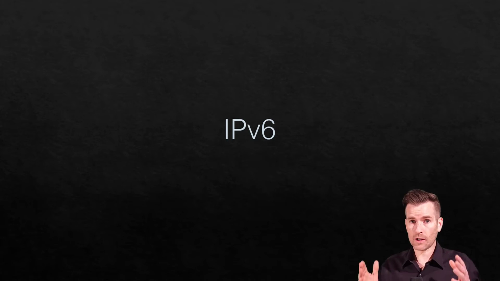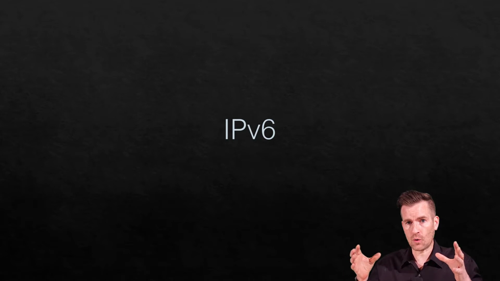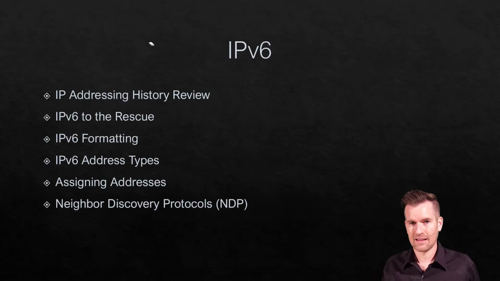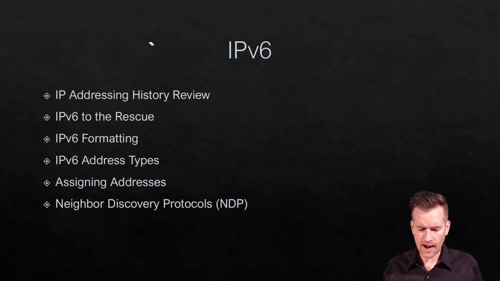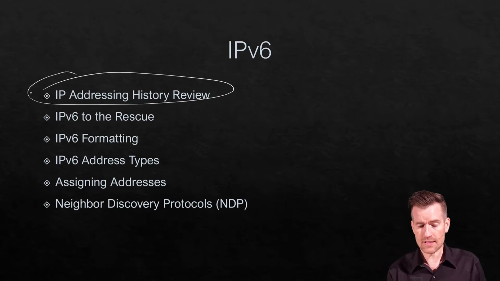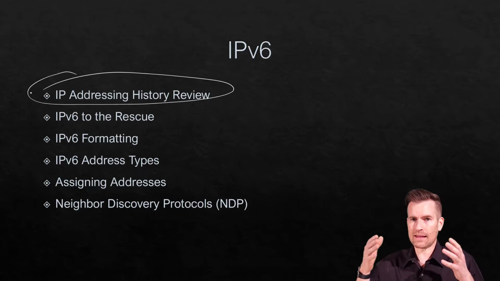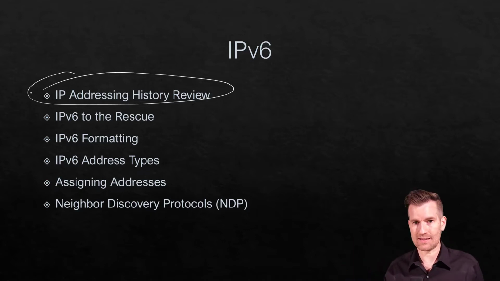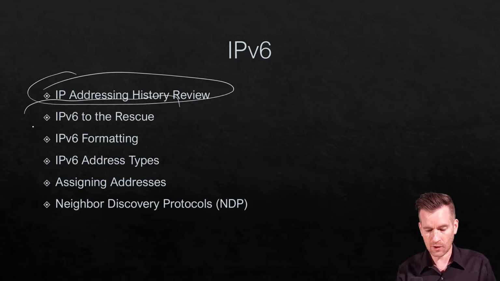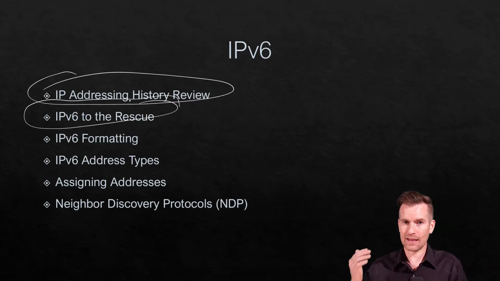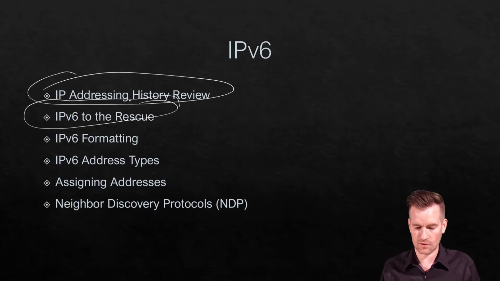In this video, we're going to be talking about IP version 6 and giving a broad overview about some of the components that go into IP version 6. We're going to start out by talking about the history of IP and IP version 4 and how it came about where we needed IP version 6. Then we'll get into the specific reasons for IP version 6 and why it needs to come in and rescue us from IP version 4.